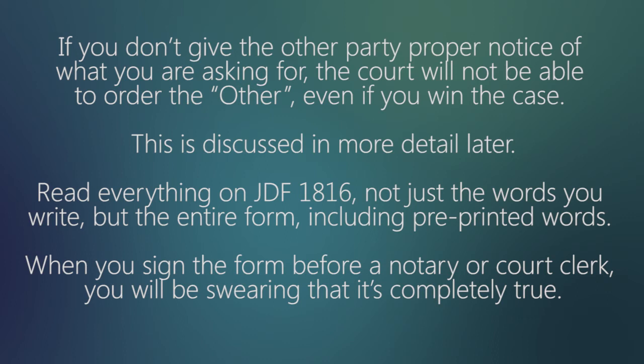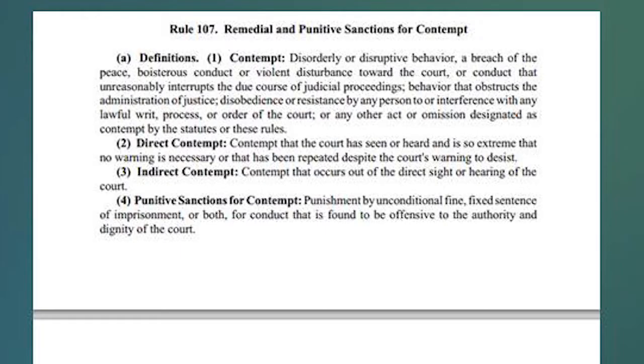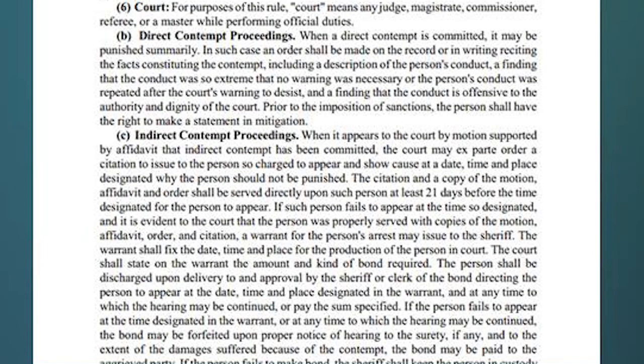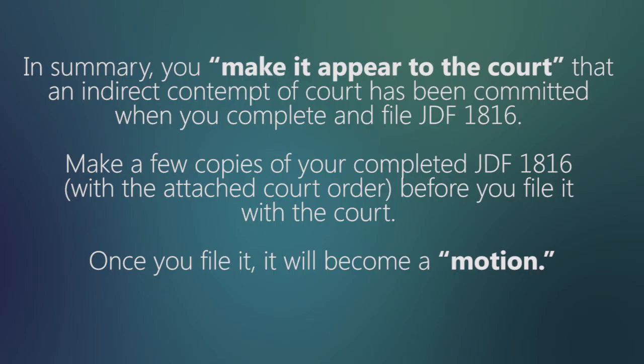Read everything on JDF 1816, not just the words you write, but the entire form, including pre-printed words. When you sign the form before a notary or a court clerk, you will be swearing that it's completely true. Now is a good time to read Colorado Rule of Civil Procedure Rule 107, especially section 6C. In summary, you make it appear to the court that an indirect contempt of court has been committed when you complete and file JDF 1816.